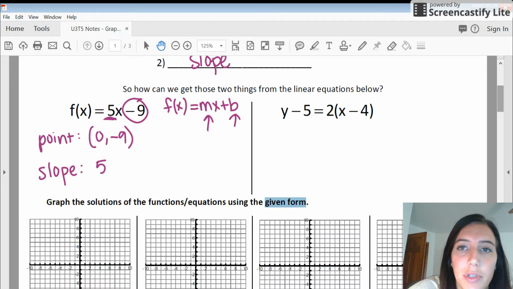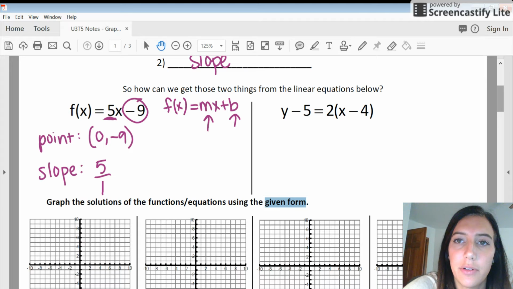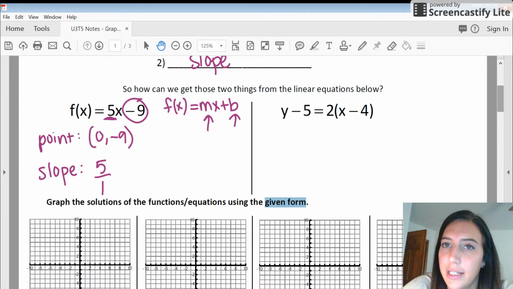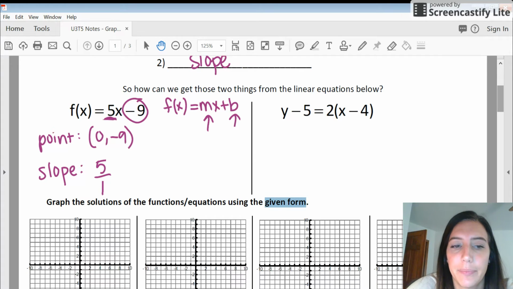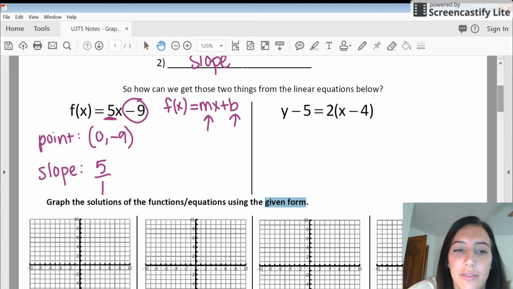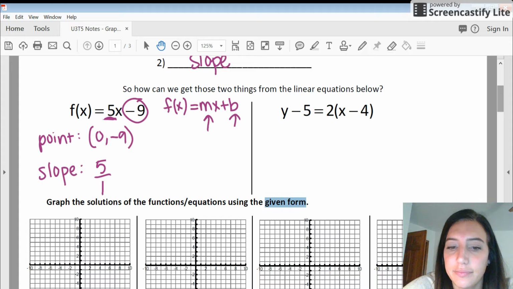Remember that slope is always written as a rise over run, so it might be helpful for us to write the slope as 5 over 1 to let us know that we can go up or down 5 or left or right 1. In this case, we look positive, so up 5 and right 1. Then from there, we would graph the line.